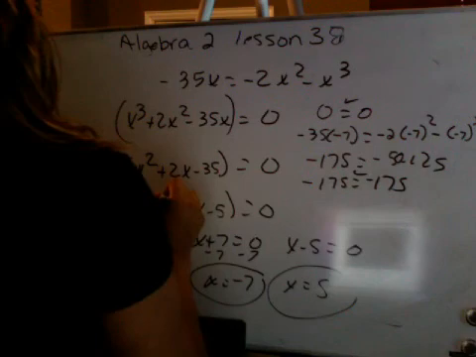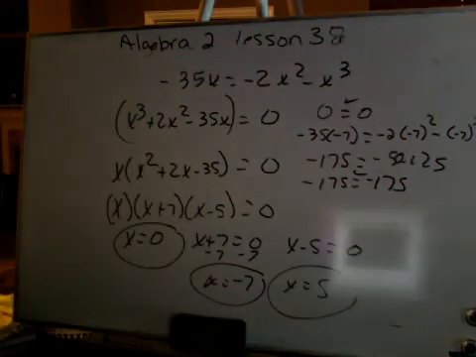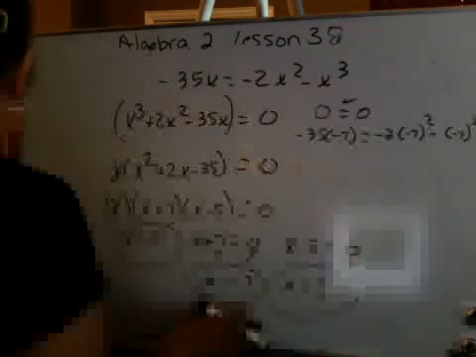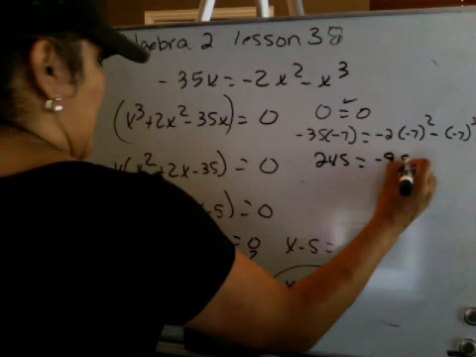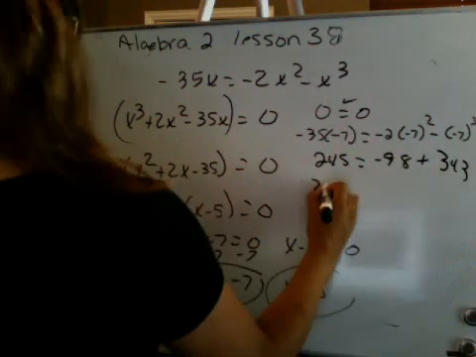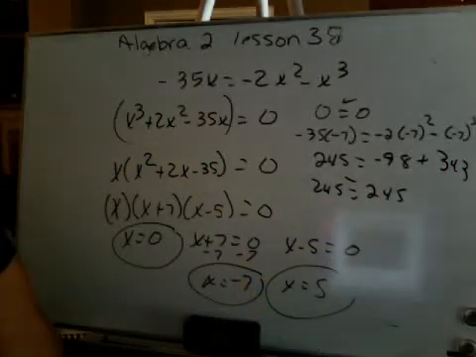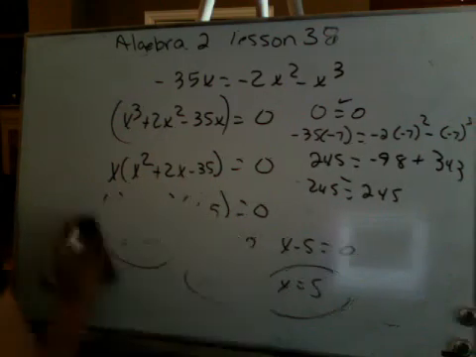Now I've got to check on 5. Oops, I did the wrong thing. Sorry. 245 equals negative 98 plus 343, and you get 245 equals 245. That one checks out. And if you look at the book, they put 5 in, and that one checks out. So they're all solutions.